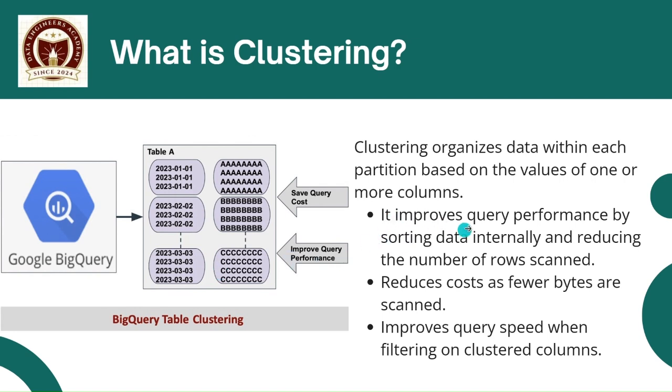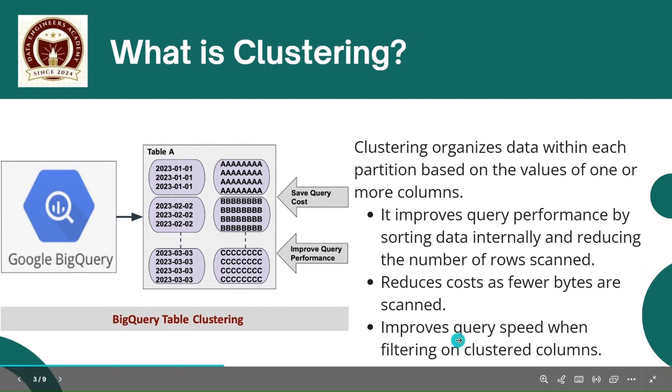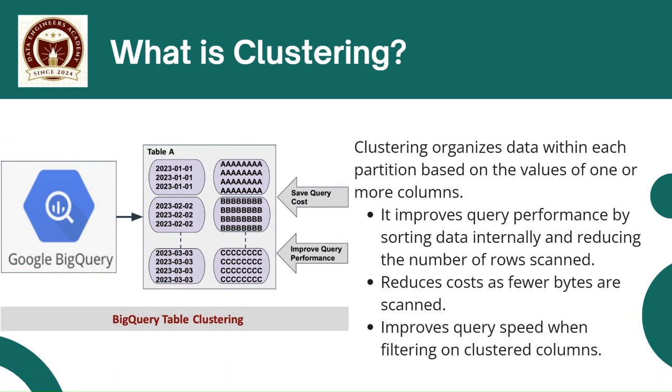Clustering improves query performance by sorting data internally and reducing the number of rows scanned. It reduces cost because fewer bytes are scanned because of clustering. It improves the query performance when filtering on clustered columns. When the data is clustered, it is fast and easy to retrieve the data.